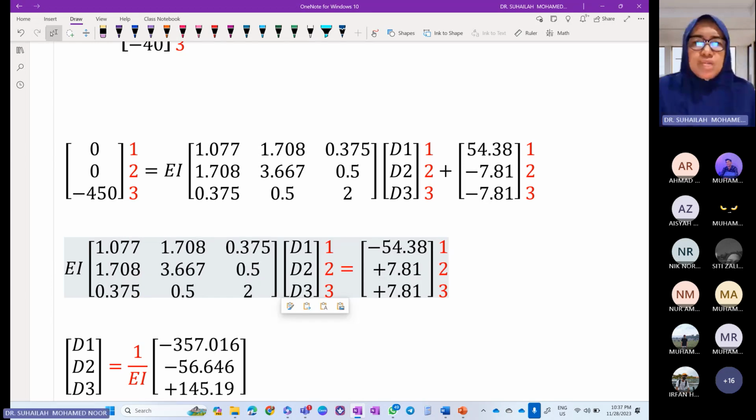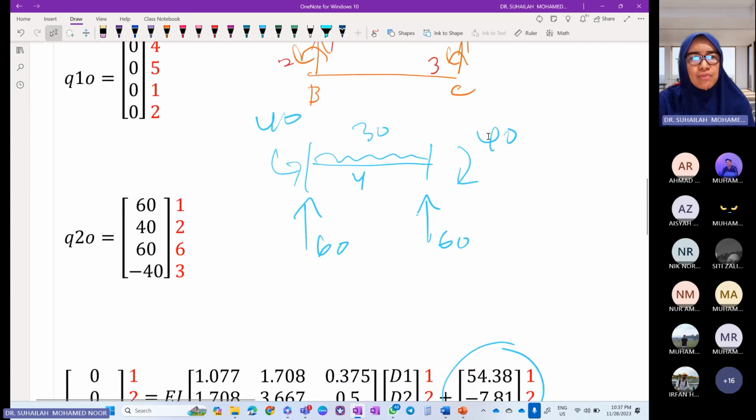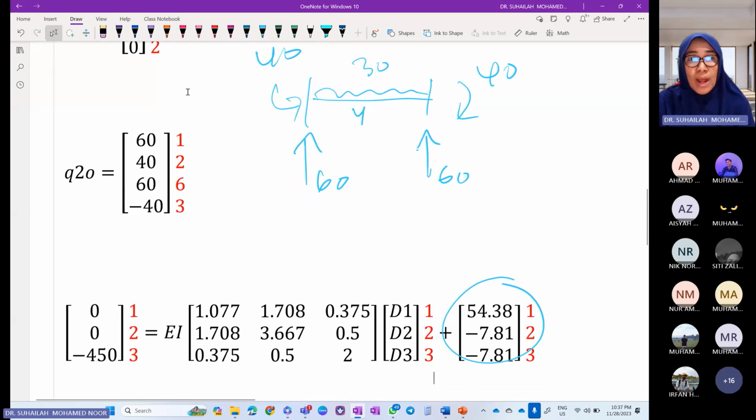Okay, D1, D2, D3. 450, tadi yang tu. Okay, this one is Q naught. Q naught 1 to 3 we get from Q2 naught 160 to 40. 3 is negative 40. Okay, 1 is 60.